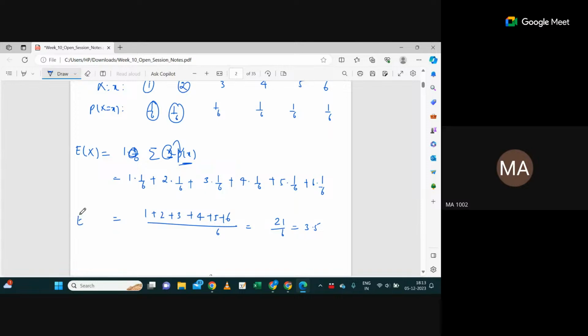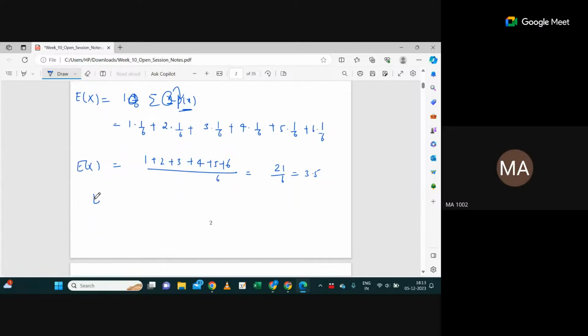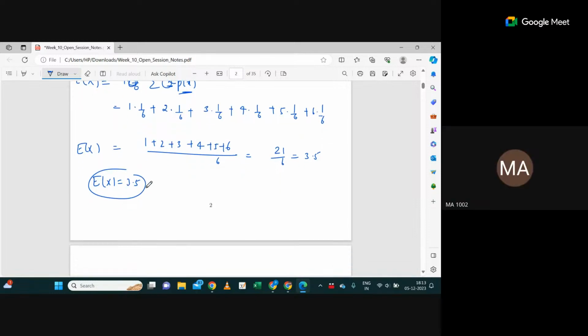Now what is the meaning of this 3.5? If you roll the die, will you get the outcome as 3.5, or is the meaning different? It's different, not the exact value. Correct. I told you it's a long run average, a theoretical average. What does this mean?